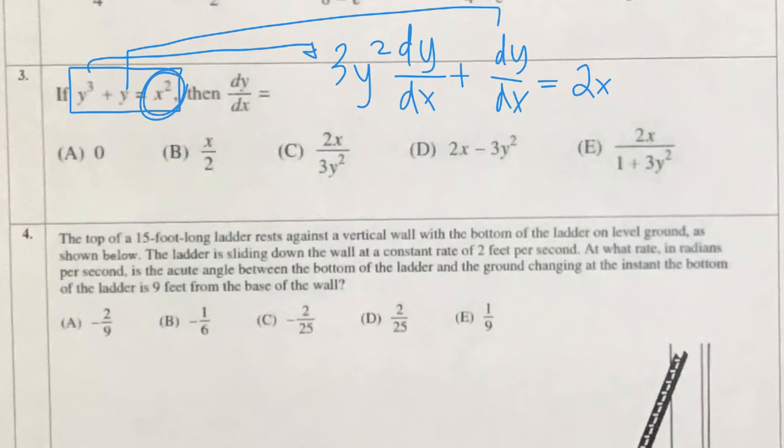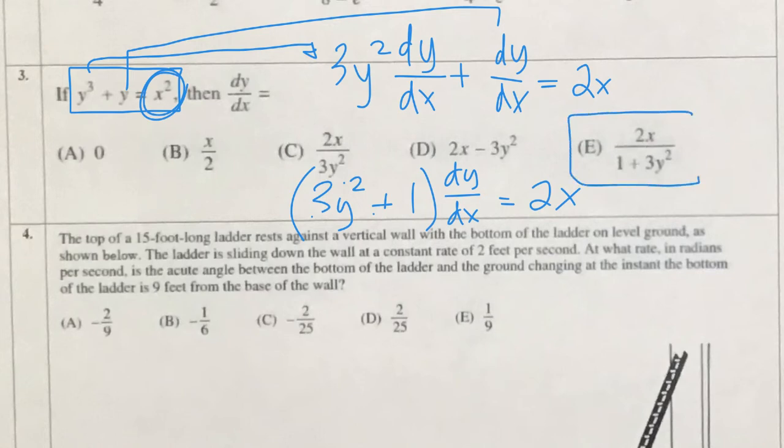Okay, so we want to get our dy/dx's together. So I'm going to factor out dy/dx, leaving 3y squared plus 1, since there's a plus 1, there's 1 dy/dx there on the left. Then I'm just going to divide both sides by 3y squared plus 1, and I get dy/dx equals 2x over 3y squared plus 1 as my answer for this problem right here.